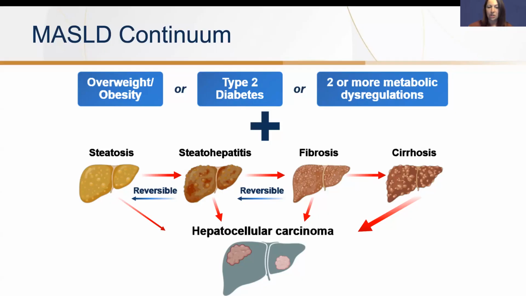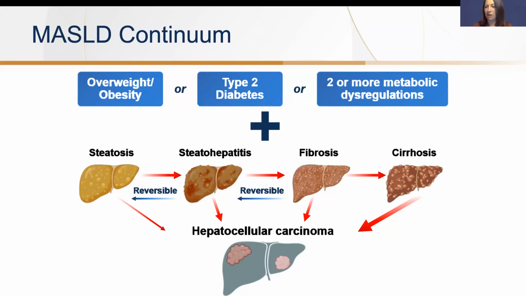You can start with simple steatosis, as the graphic shows, which can then progress into steatohepatitis. We worry more about steatohepatitis because it's an inflammatory kind of fat. If it sits in the liver over time, it can start to cause inflammation, damage to the liver, and fibrosis, which can then progress into cirrhosis. Once patients develop advanced liver fibrosis or cirrhosis, they're at higher risk for developing liver failure or hepatocellular carcinoma.